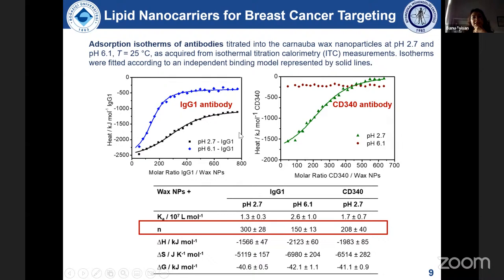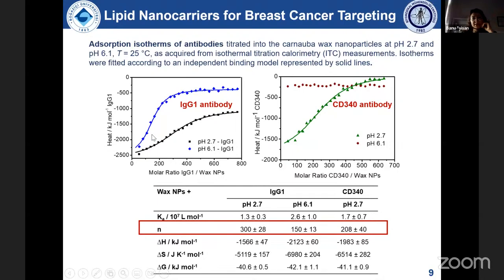Basically, this method is based on having two elements. In this case, one of them is the wax nanoparticles, and the other one is the antibody, two different antibodies. In each set of experiments, we titrated the antibodies into the wax nanoparticles. Then afterwards, we monitored the heat rate by this calorimetric method.